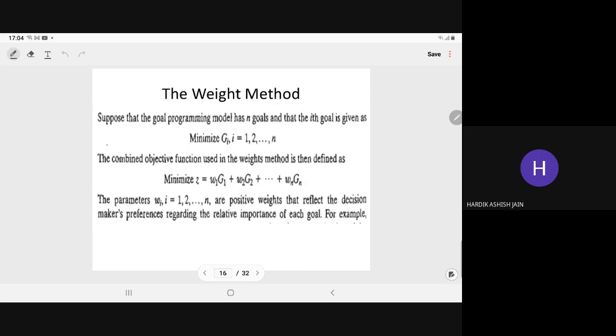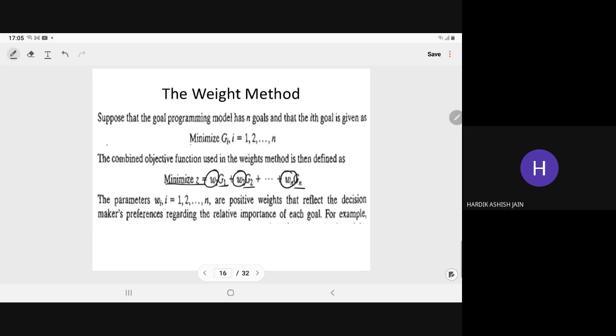So let us start with the weight method. What is the weight method? Suppose there are n goals, g1, g2, up to gn, and we arrange them as a minimization of z equal to W1 G1 plus W2 G2 plus up to Wn Gn, with associated weights W1, W2, and Wn. So we make one goal from the n goals as a weighted sum.